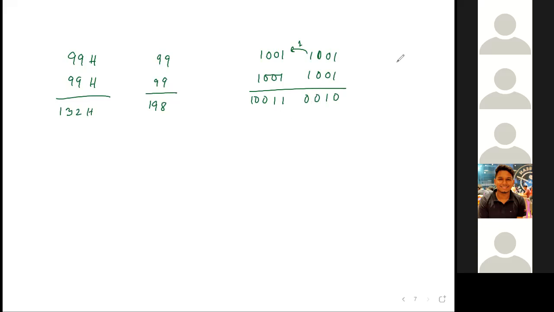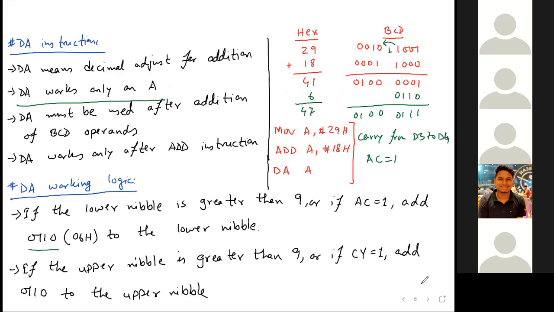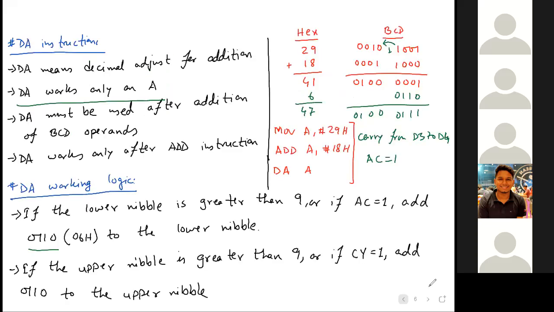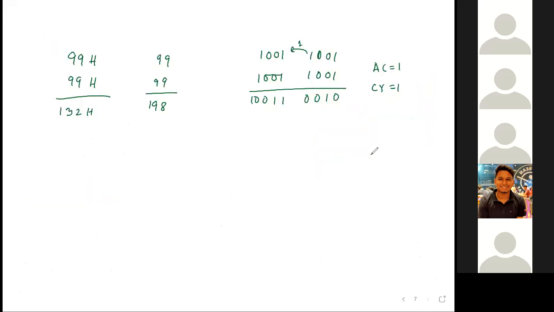So what happens over here is your auxiliary carry becomes 1, right? Yes, sir. Carry is also 1. Then is this number greater than 9? No. Good question. So tell me, by the previous logic, what is supposed to happen? Sir, add 6 to the upper nibble. What about the lower nibble? Your auxiliary carry is 1, so why not also add to the lower nibble? So I take back my answer where I said both the conditions will not be true.